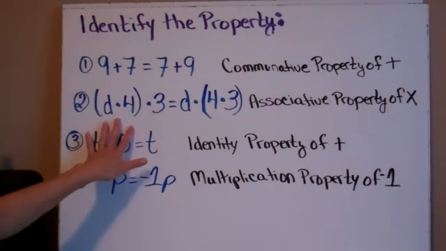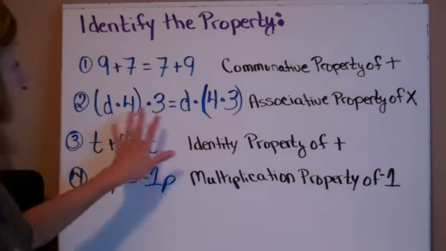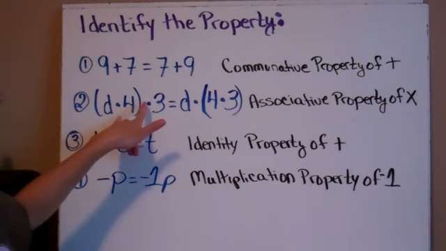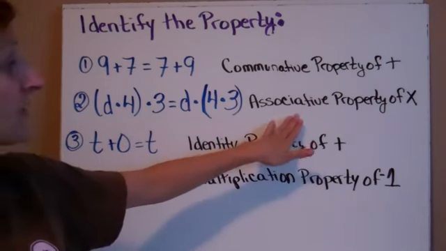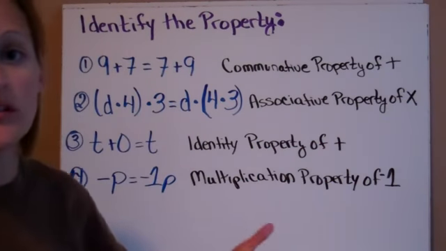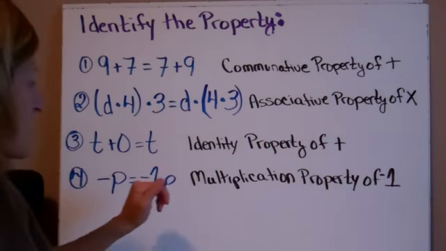Now this one you can look at, and we've got parentheses. The only thing that happened was my parentheses moved, and the operation's multiplication. So you've got the associative property of multiplication. And I just did X, so I ran out of room to write multiplication.